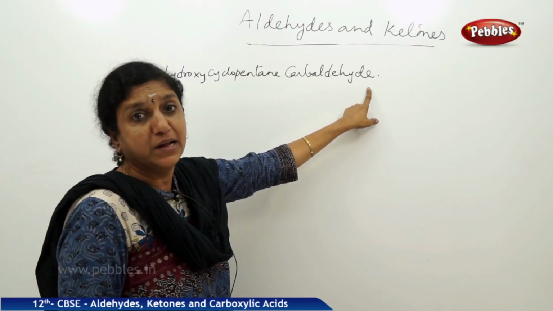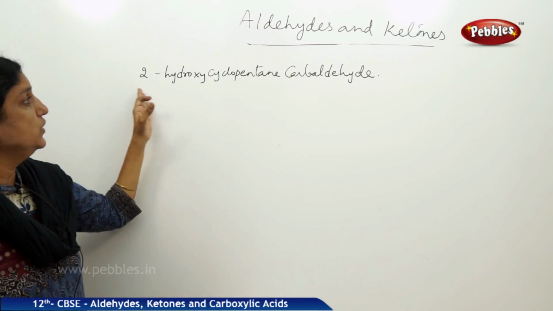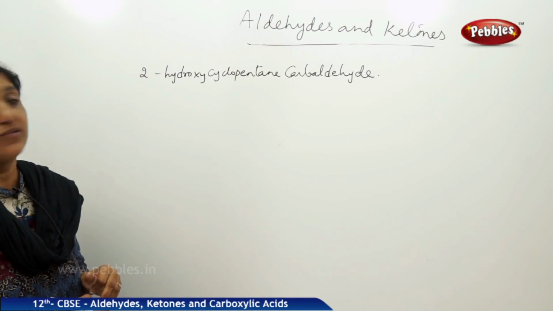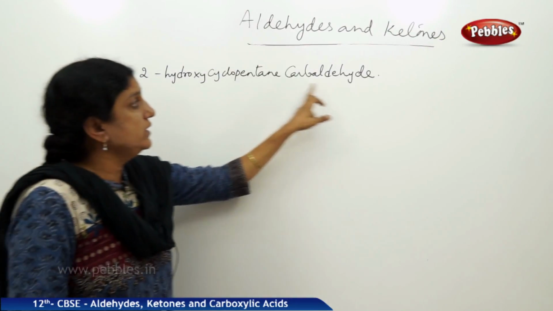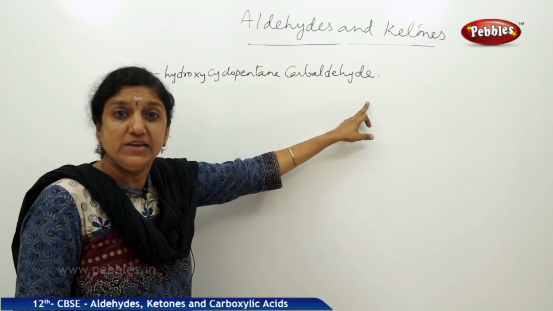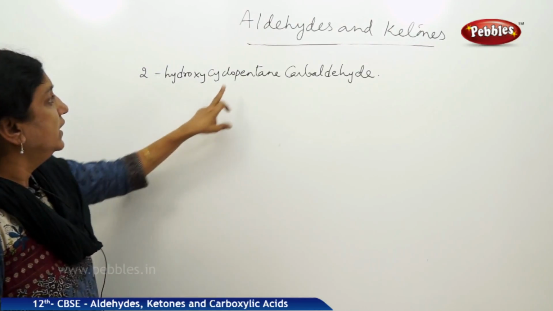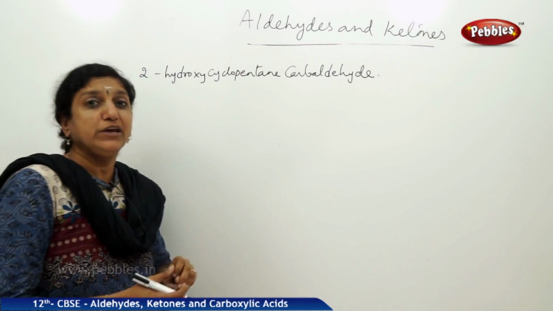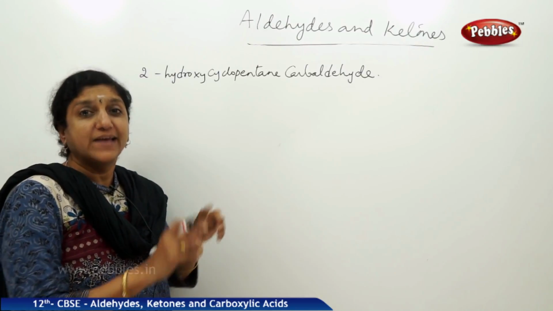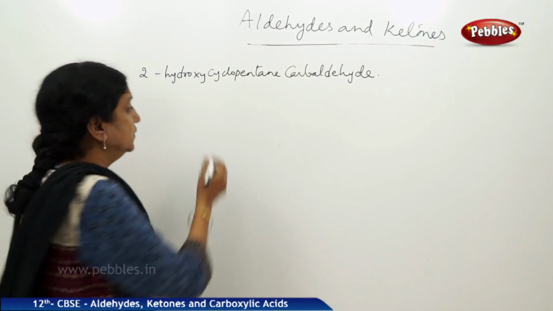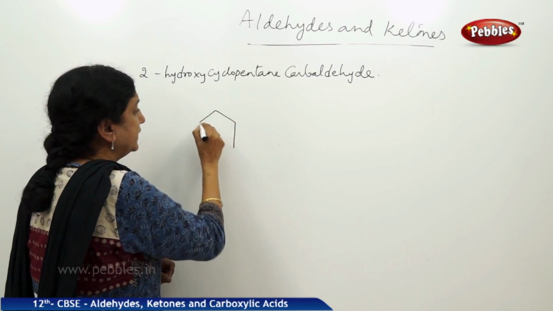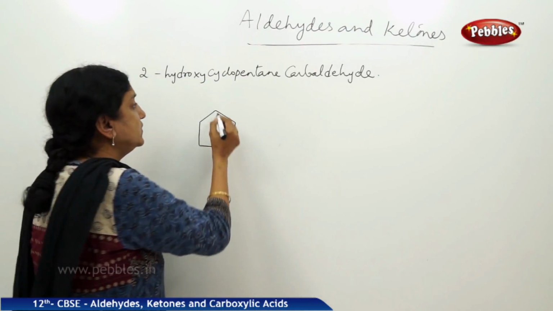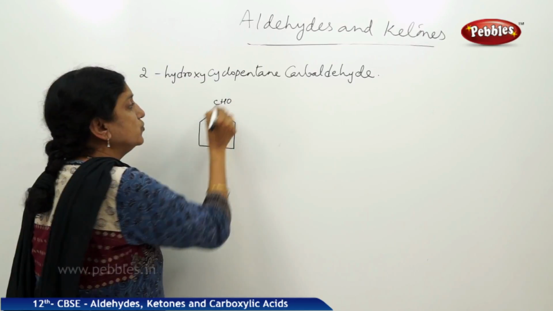As you can see, it says carbaldehyde. So it is the IUPAC name for the aldehyde. Let us try to write the structure of this particular compound. Carbaldehyde simply indicates the presence of the CHO group, that is the aldehyde group. And the parent alkane, as you can see over here, is cyclopentane. Pent meaning 5 carbons, so there must be a cyclic structure with 5 carbons. So we can show the cyclic structure like this. So this is cyclopentane, and carbaldehyde indicates the presence of the CHO group.